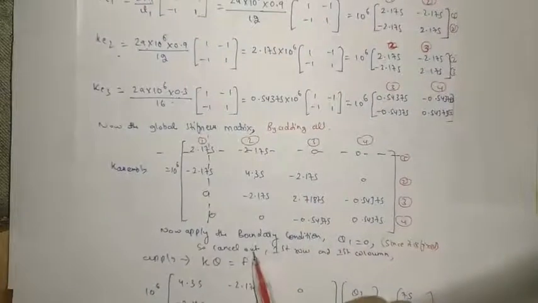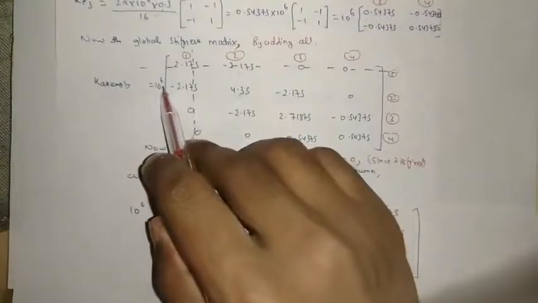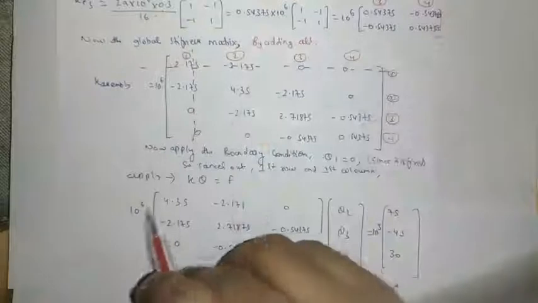Now applying the boundary condition. The boundary condition is Q1 equal to 0. So the boundary condition Q1 equal to 0 lets us cut the first row and first column of this matrix, and we get this reduced matrix. Just put this matrix here, and importantly we take 10 to the power 6 common.